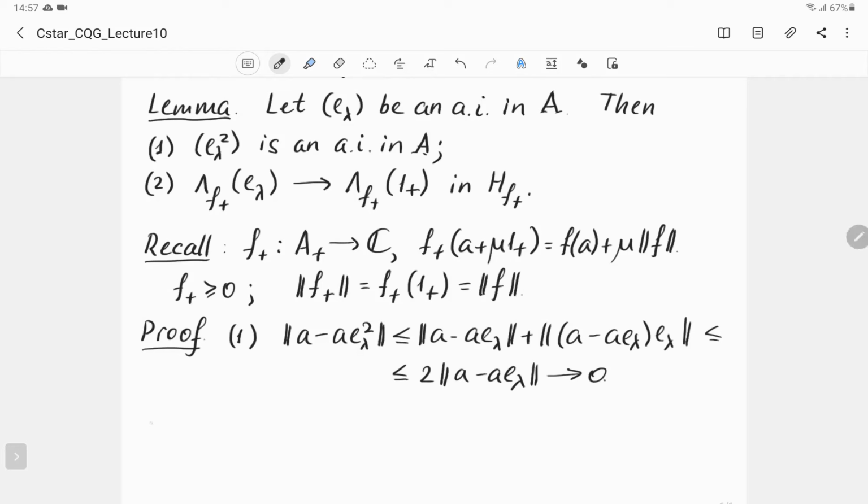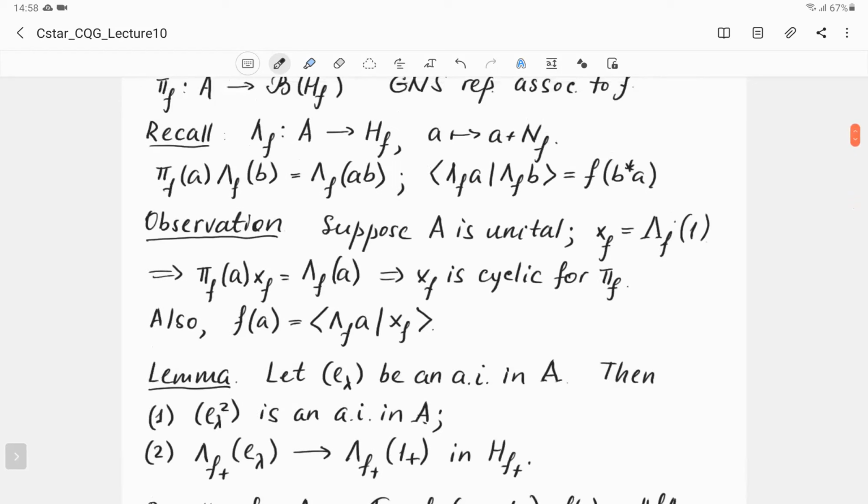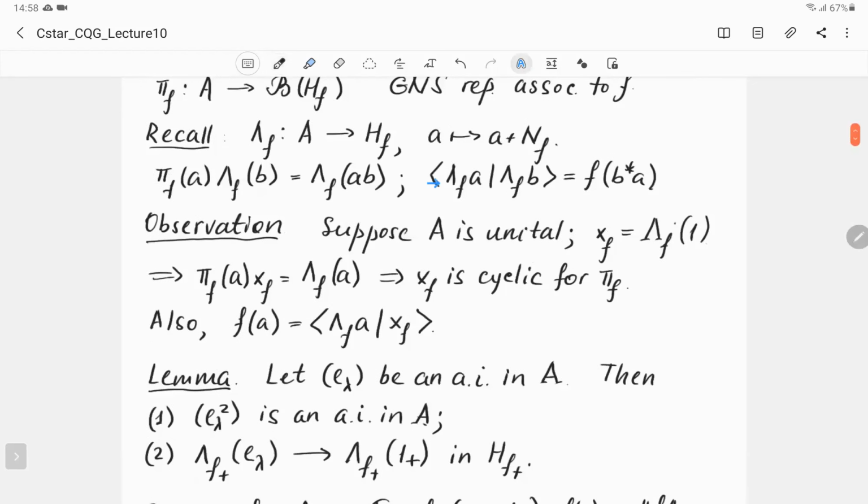Okay. And now to prove the second part, we again calculate this explicitly. So we calculate the distance between these two elements in H_F plus: lambda F plus of 1 minus E lambda. So for convenience, we'll take the square of the norm here. So the square of the norm is the inner product of this element by itself. And the inner product is given by this formula.